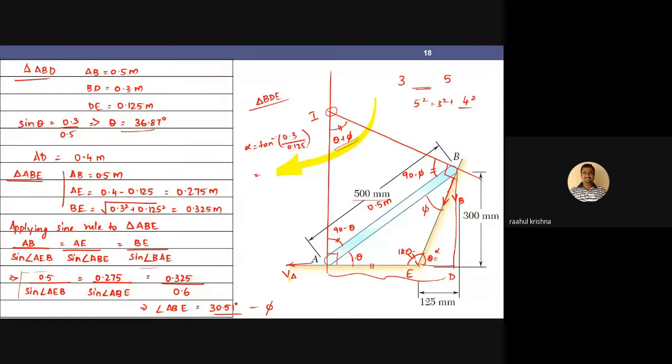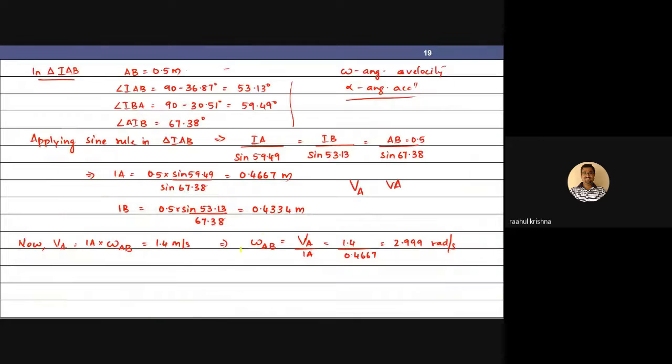Right. My link A is moving towards the left, right? VA is towards this direction. So automatically VB is in this direction. So automatically about A, the entire link AB will be rotating in the clockwise direction. Correct. So my omega AB, I will also be showing it as clockwise.